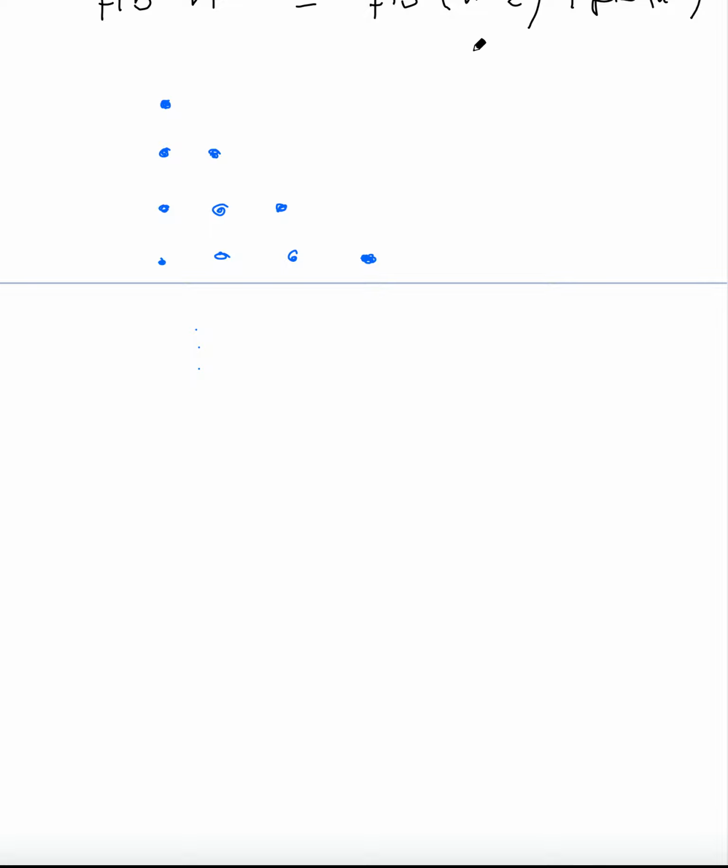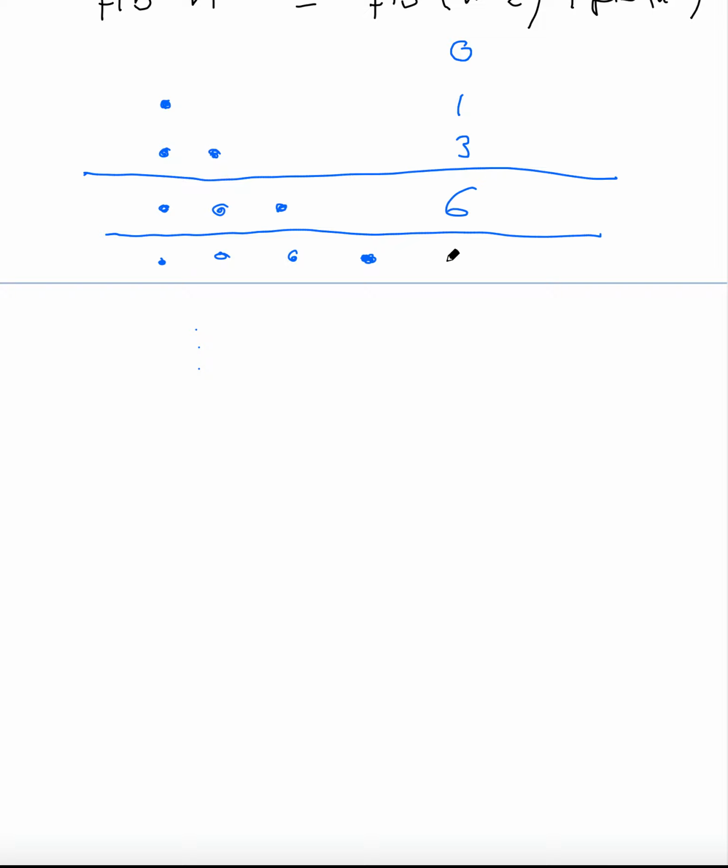So the first triangle number, actually I want to start with 0, so the first triangle number is 0. And then the next triangle number is 1. And then the next triangle number is 1 plus 2. So on here, right? So on this level we have 3 numbers. And then on the next level we have 6 numbers. And so on we go.